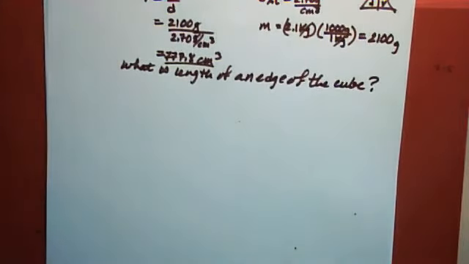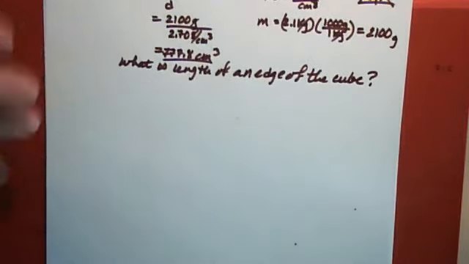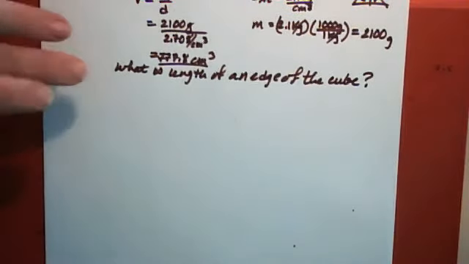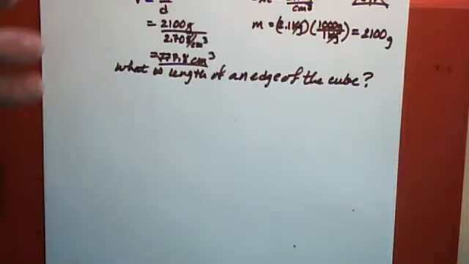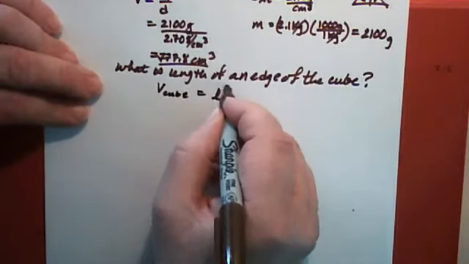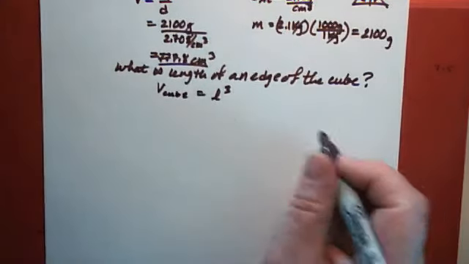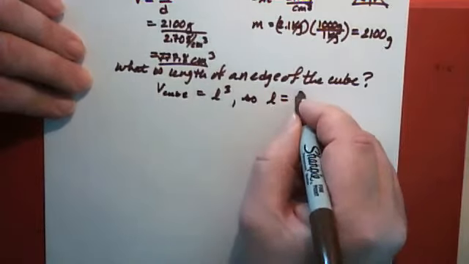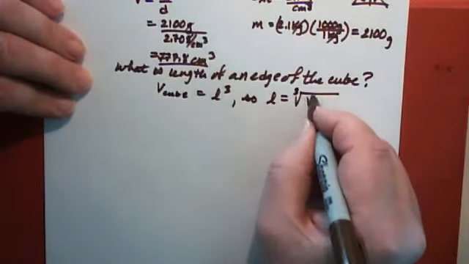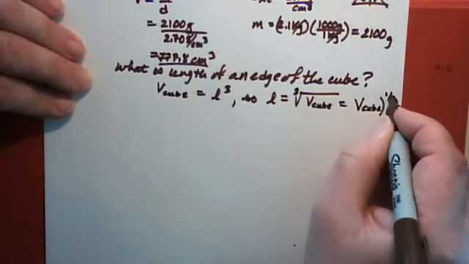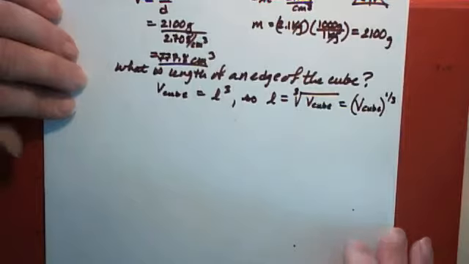Another question that might occur, this one is actually not in the book, but I decided to add it for a little extra practice. What is the edge length of the cube? Because remember, a cube is a regular shape. All of the edge lengths are the same. So the volume of a cube is the edge length to the third power. So the edge length would be the cube root of the volume, or in other words, the volume to the 1/3 power.